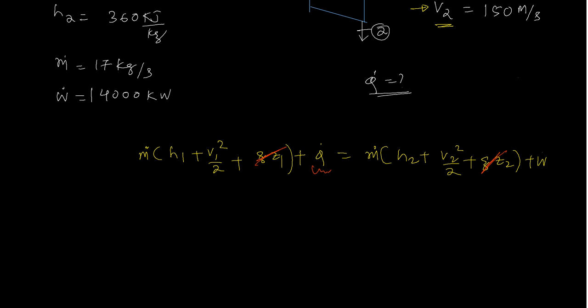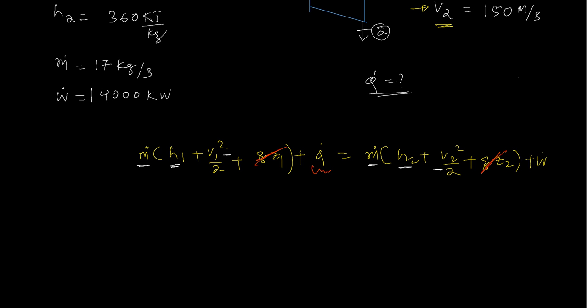Let us try to find out. What is given? m dot is given, h1 is given, v1 is given. Here also m dot is known, h2 is known, v2 is also known. So simply we need to plug in the values of the given data, and w is also given.